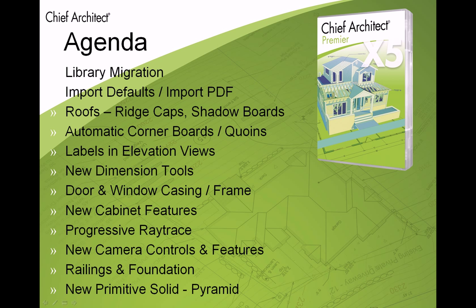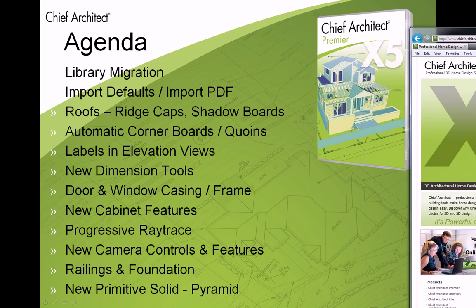And then we have several new cabinet features we're going to have a look at. We have a brand new progressive ray tracer that we'll talk about, and some new camera controls that are really nice, and some features along those lines as well. We have some new railing options and foundation display options. And then finally, we'll have a look at the new primitive solid for pyramids and some applications for that new tool. I want to bring over our website quickly here.